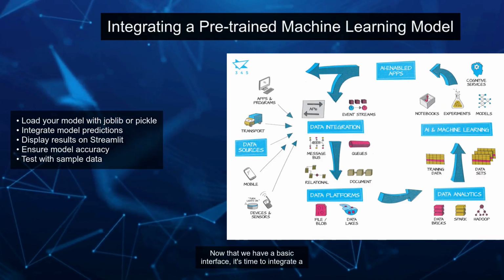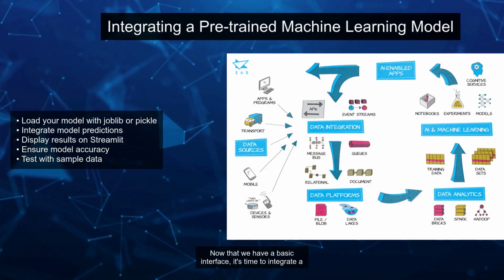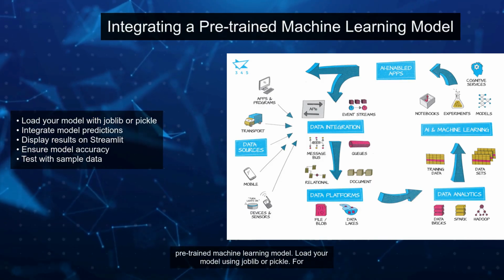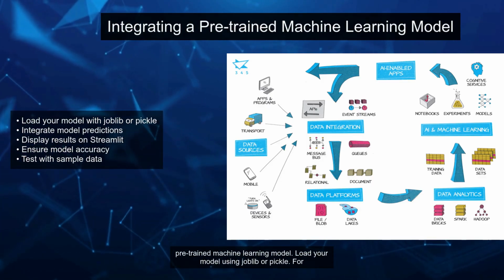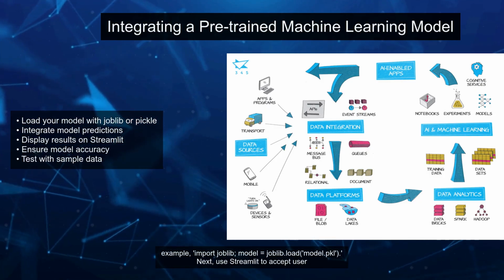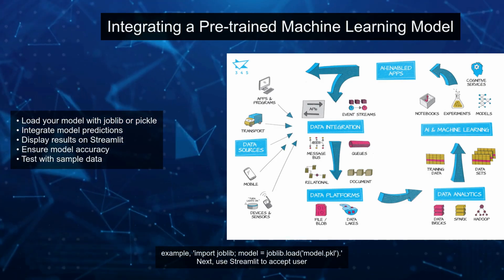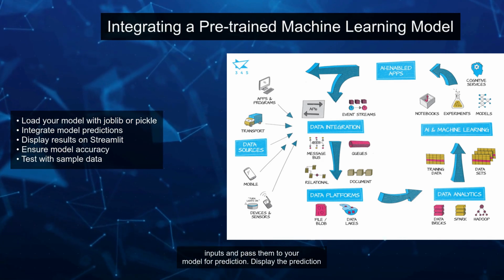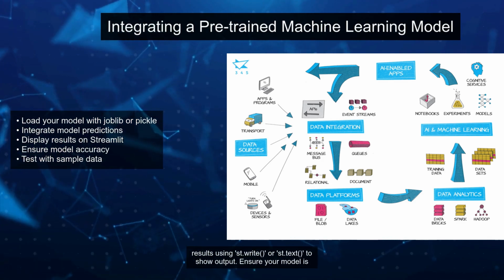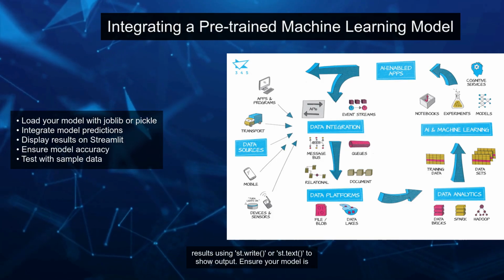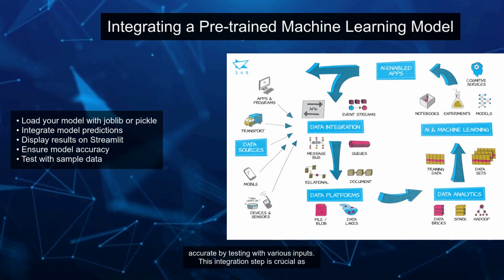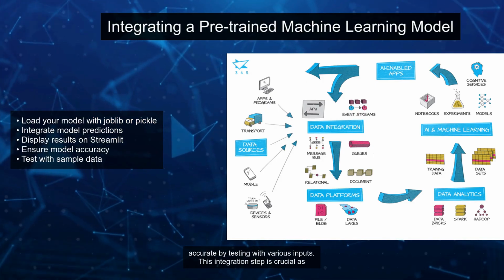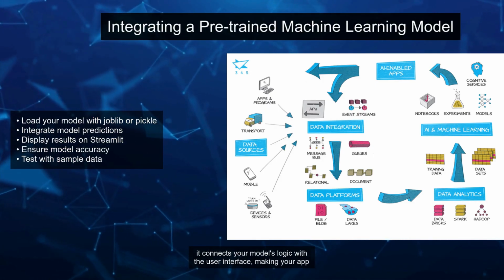Now that we have a basic interface, it's time to integrate a pre-trained machine learning model. Load your model using joblib or pickle. For example, import joblib, model equals joblib.load("model.pkl"). Next, use Streamlit to accept user inputs and pass them to your model for prediction. Display the prediction results using st.write or st.text to show output. Ensure your model is accurate by testing with various inputs.